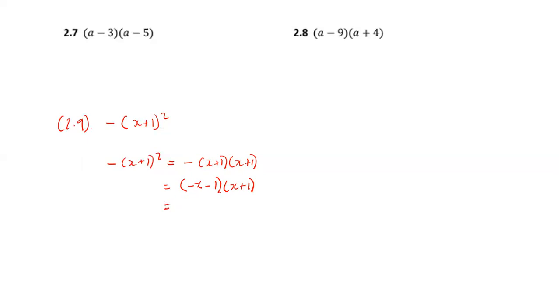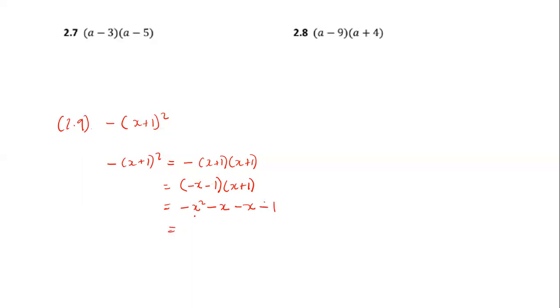Now I can multiply these two brackets just like 2.7 or just like the previous questions that we have already covered. So that means I'm going to have to say negative x multiplied by positive x. I'm going to get negative x squared because negative x multiplied by positive x will be negative x squared. And then negative x multiplied by positive 1, it will be negative x. Now we jump to negative 1. Negative 1 multiplied by x, it will give me negative x. And negative 1 multiplied by positive 1, it will be negative 1.